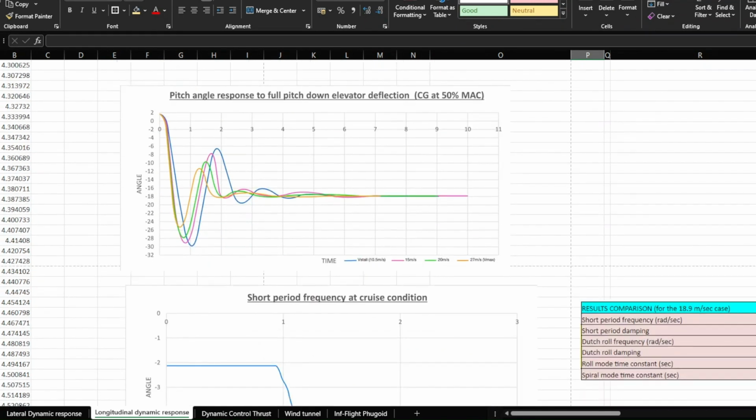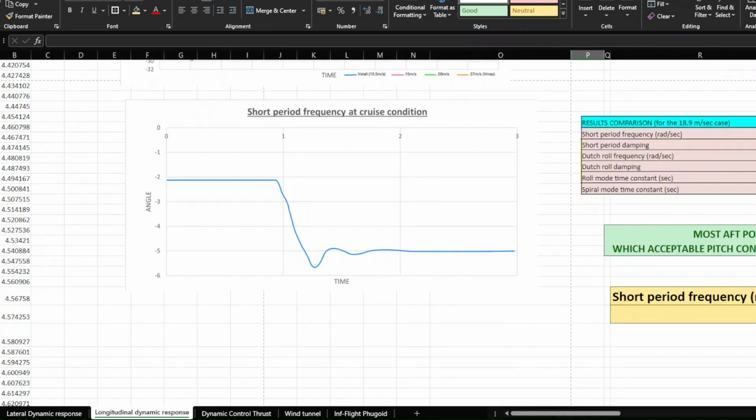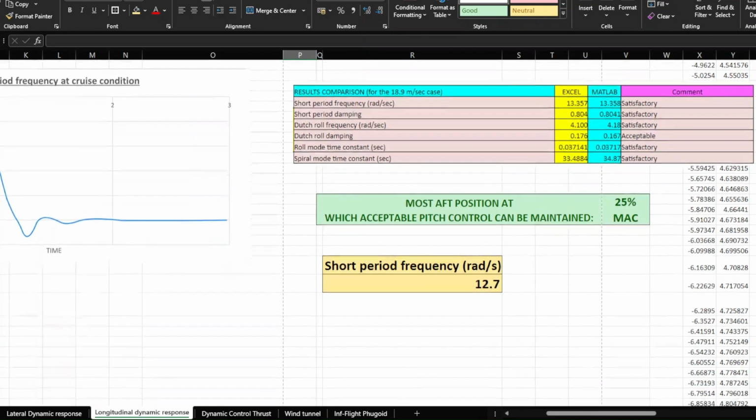The short period frequency at cruise is also plotted. The short period is found to be 12.7 radians per second, which is slightly lower than the Albatross datasheet value of 13.357. This isn't too significant. Finally, the most aft position at which acceptable pitch control can be maintained is at 25% of the mean aerodynamic chord.